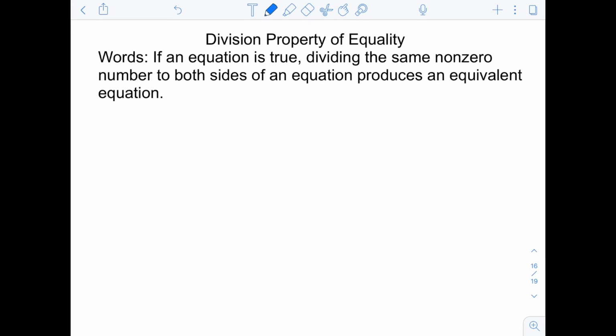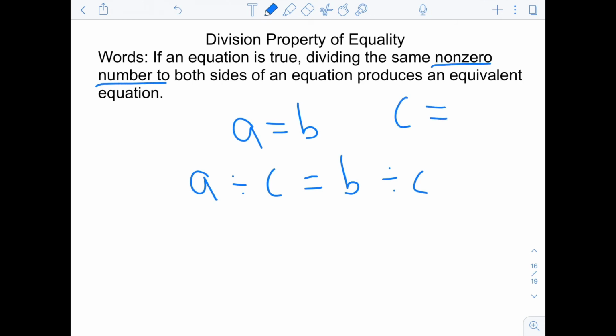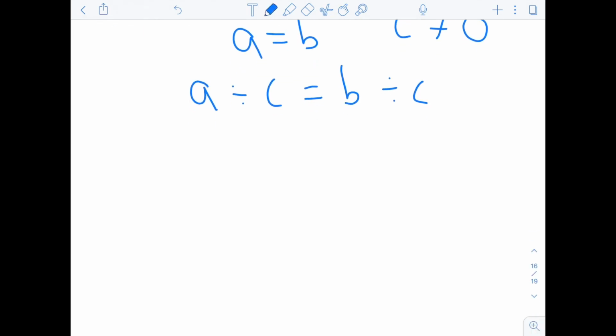Now let's talk about the division property of equality. That says that if an equation is true, dividing the same non-zero number to both sides of an equation produces an equivalent equation. So if A equals B, I could divide by C on both sides to produce this equivalent equation. And C is a non-zero number because you can't divide by 0. So if I have 5 equals 5, I could divide both sides by 5, and you'll get 1 equals 1.